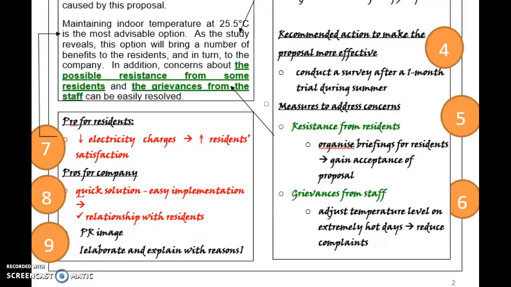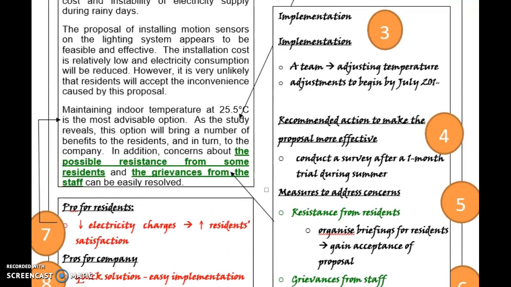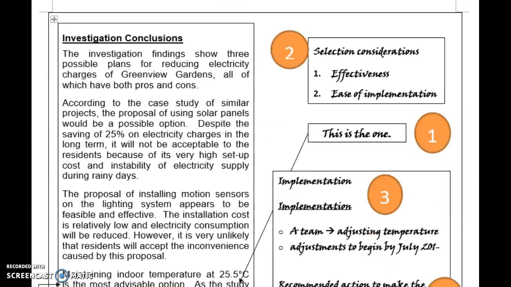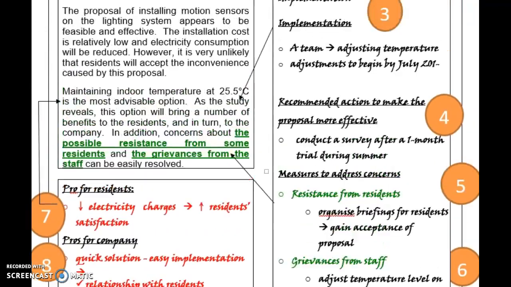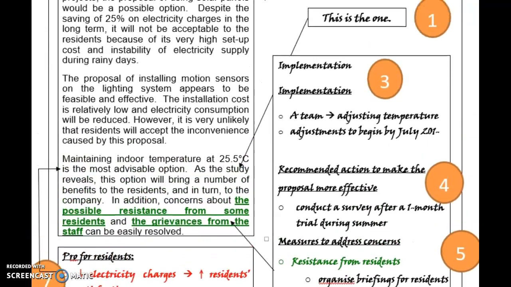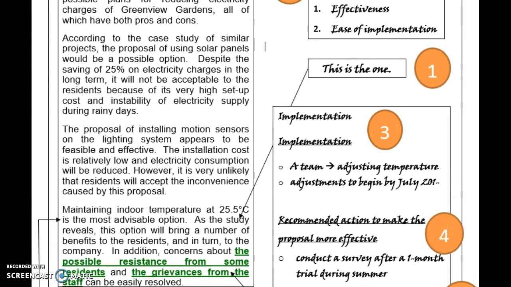Apart from the conclusion, you will see some details on the left that is to tell you the benefits of the proposal. And on the right, you will see the implementation details. I number these details from number 1 to number 9. That is to tell you they are the order you should arrange your writing in part 2.